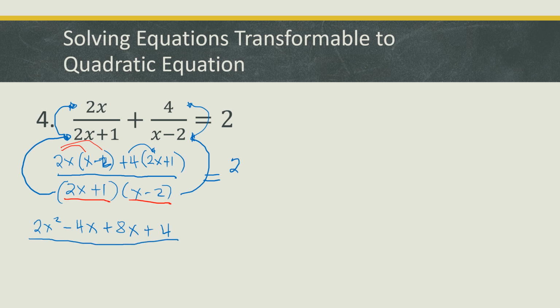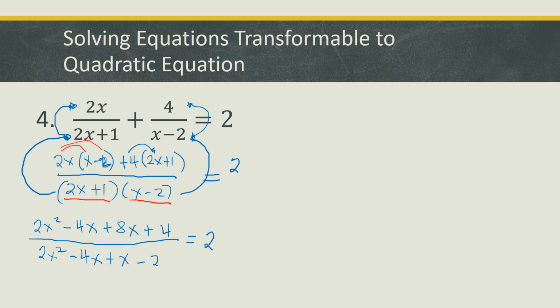Divided by, let us simplify the denominator using the FOIL method. 2x times x is 2x squared. 2x times negative 2 is negative 4x. 1 times x is x. And 1 times negative 2 is negative 2. Equate to 2. Simplify.